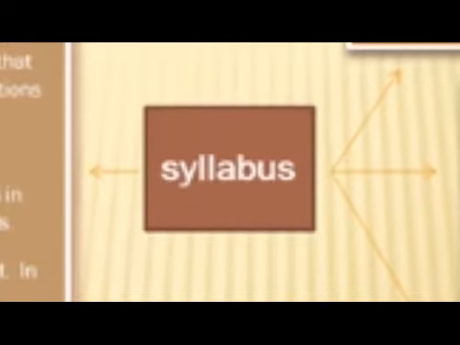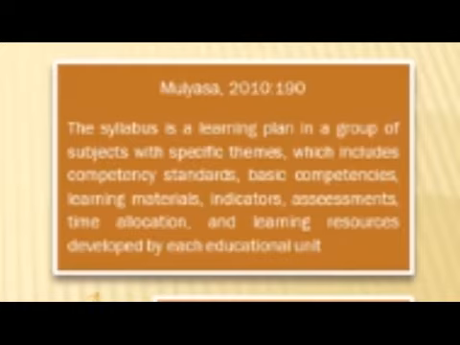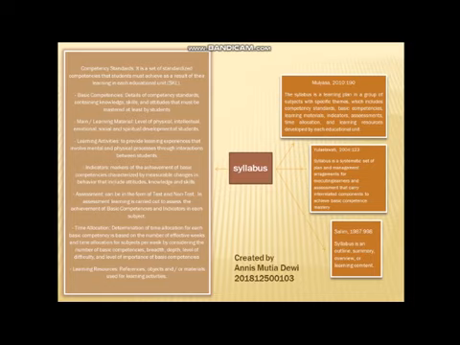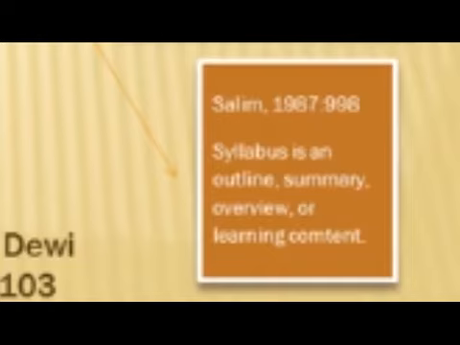Next, syllabus. From an expert named Mutia, the syllabus is a learning plan in a group of subjects with specific themes, which includes competency standards, basic competencies, learning materials, indicators, assessment, time allocation, and learning resources developed by each educational unit. From Yulailawati, syllabus is a systematic set of plan and management arrangements for executing learners and assessment that carry interrelated components to achieve basic competence mastery. And from Salim, syllabus is an outline, summary, overview, or learning content.